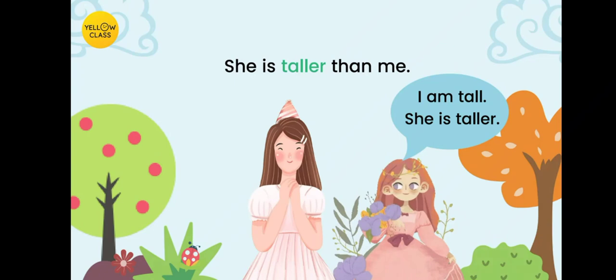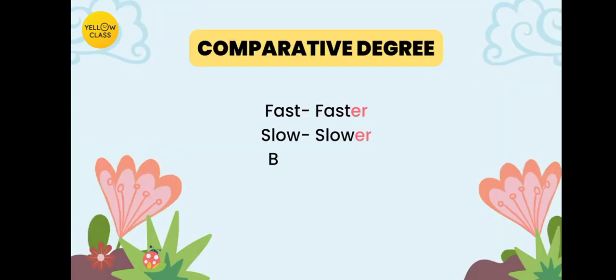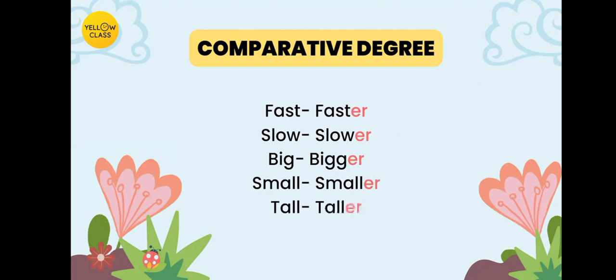What is she saying? I am tall, she is taller. Right? When I am saying I am tall, that is the positive degree. I am not comparing myself with anybody. But when I say she is taller, here I compare ourselves and decide that who has tall height. Let's look at comparative degree in these examples. Fast, faster, slow, slower, big, bigger, small, smaller and tall, taller.